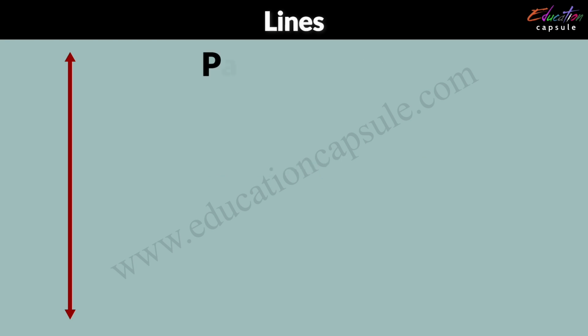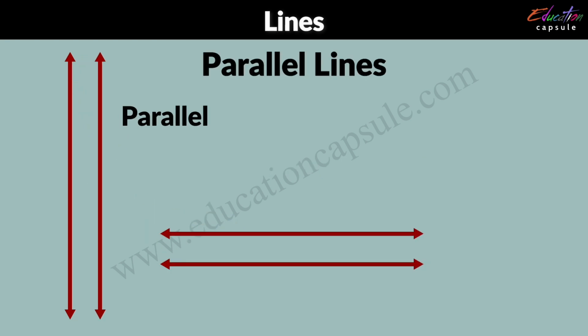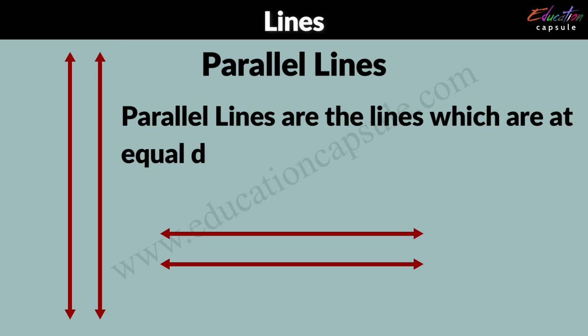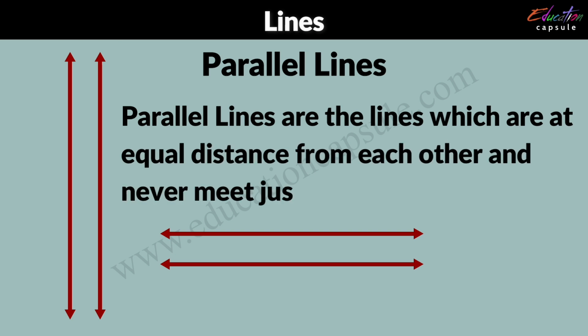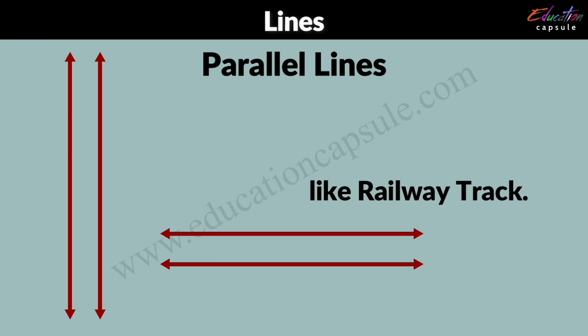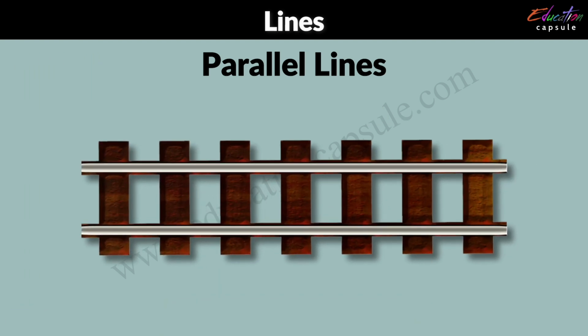Next is parallel lines. Parallel lines are the lines which are at equal distance from each other and never meet, just like a railway track. You can see few examples for the same here.